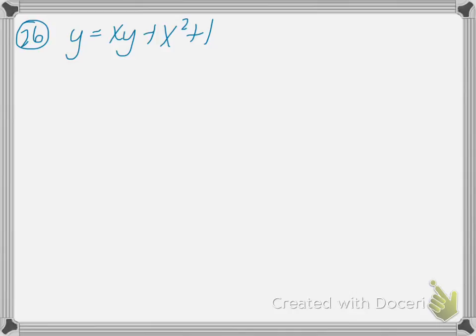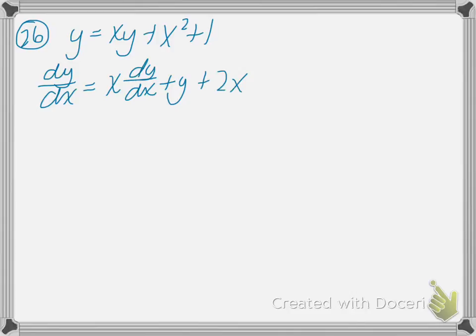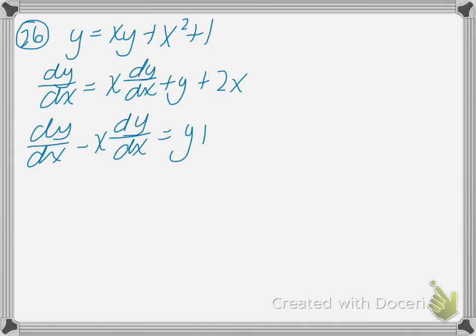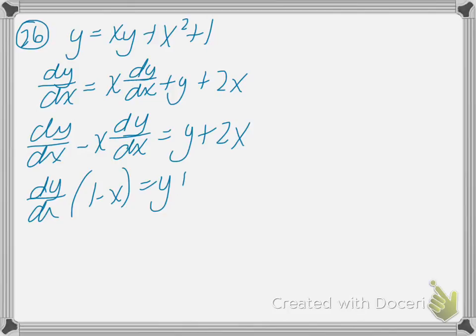Okay, so this is just an implicit differentiation problem. And then you're going to use a product rule. The first times the derivative of the second plus the second times the derivative of the first, which is just 1. And then the derivative of 1 is 0. So I'm going to get all dy dx terms on one side. And then I'm going to factor out a dy over dx. And then I'm going to solve for dy over dx.